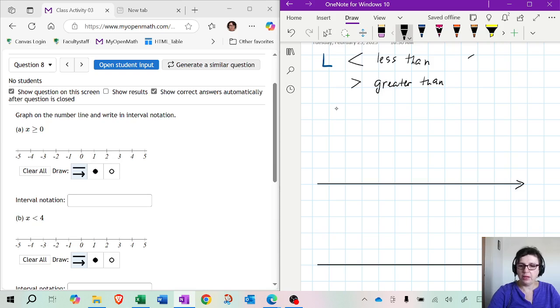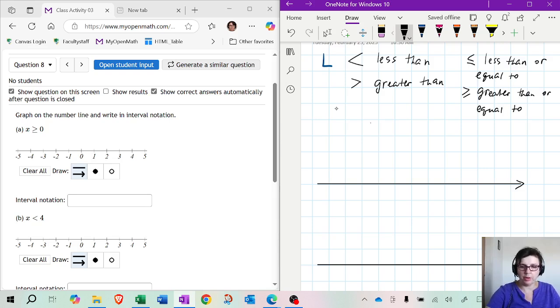Now, what happens if the inequality is not strict? And we have this part of inequality and equality. So this would be less than or equal to. And that's important because for graphing, that's going to matter. And then over here, that's going to be greater than or equal to. So just remember that if it's not L, then it's greater. Okay, so let's go to the first one.